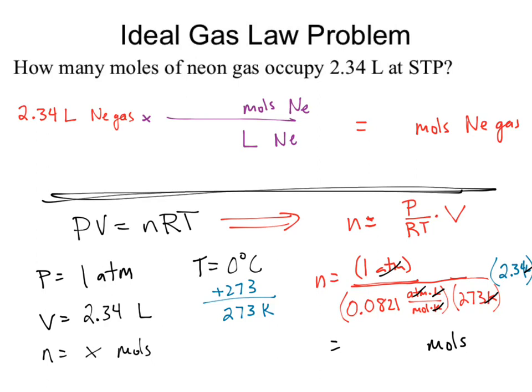So I could enter it into the calculator. 1 times 2.34 divided by 0.0821 times 273, and I'd get a magic number of... No one did it? 0.104 moles. 0.104? Okay. That's what I got from the way I did. Oh, okay. That's cool. So the standalone class can't do math then. That's what I got. So now we have an answer.